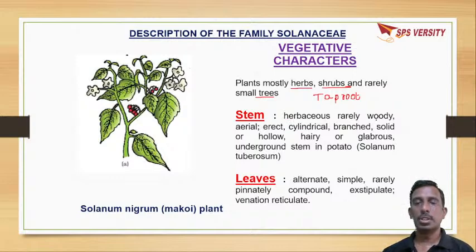Stem is herbaceous and rarely woody, erect, cylindrical. The stem is covered by hairs. In a few plants, like if you take potato, the stem is underground, which will store food. The potato's scientific name is Solanum tuberosum. Leaves are alternate, simple, and sometimes pinnately compound. Stipules are not present, exstipulate, and reticulate venation.